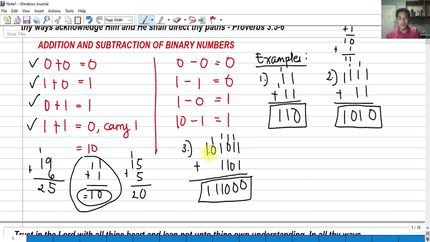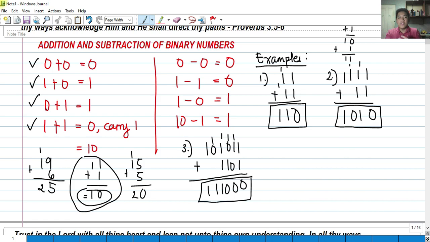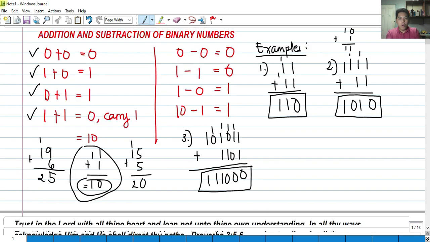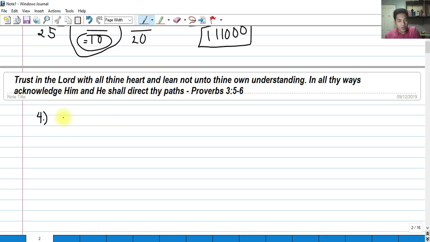If we are going to convert this into decimal and this into decimal and add them, we will be surprised that if we convert this also to decimal, that's the same. Because we are only adding in a different number system, but it is still the same whether we add in decimal or in another number system, as long as we know how to add and subtract. So let's try another one.